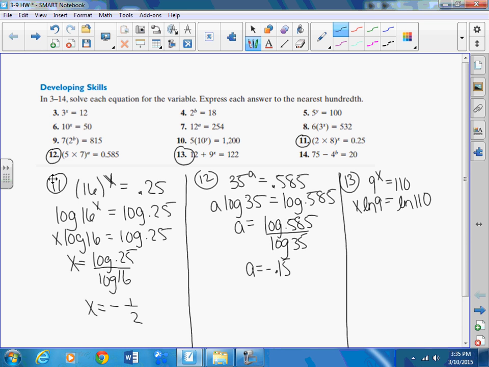All right, again, I combined steps. I knew that when I took the logarithm, the exponent would pop out. So x will be equal to the natural log of 110 divided by the natural log of 9, which will give you 2.14 when you round to the nearest 100. If you had done this using the common log and not the natural log, you should get the exact same answer. Okay, that's all you had to do on this.